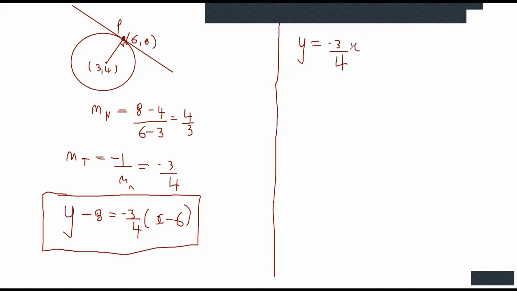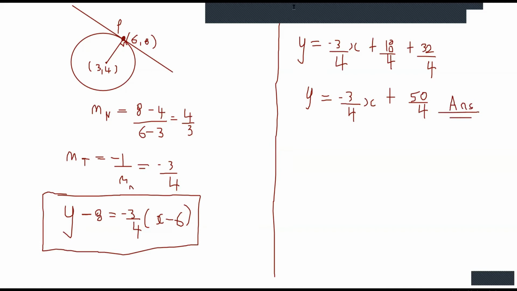And then we know that minus 3 times minus 6 is 18. So that's 18 over 4. And then we'll bring over the minus 8 to have plus 8. But 8 is really 32 over 4. I converted it because I don't want to use a calculator. And so we end up getting y is negative 3 over 4 x plus 50 over 4. That's the equation of the tangent. All right, that's the answer.